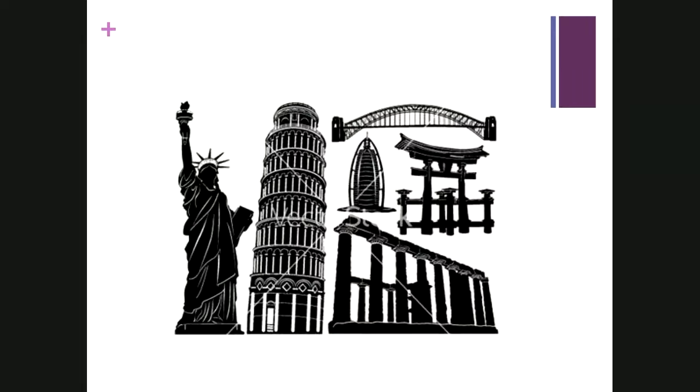So here's some famous buildings. I just mentioned the Statue of Liberty and the Leaning Tower of Pisa. This is some kind of Roman monument. It might be the Parthenon. Here's a Japanese pagoda. This is a building in England. And then here's a bridge. A lot of bridge art is great architecture, a lot of bridge work.